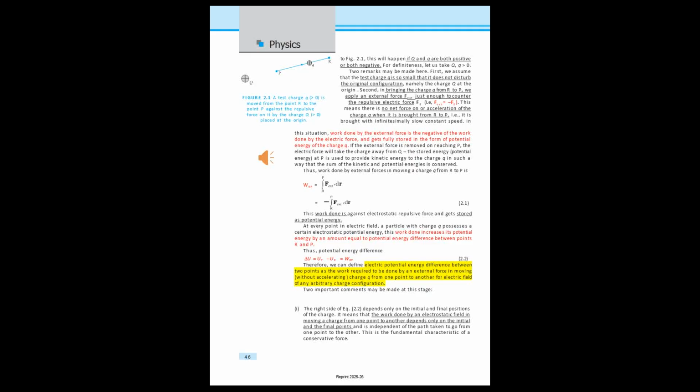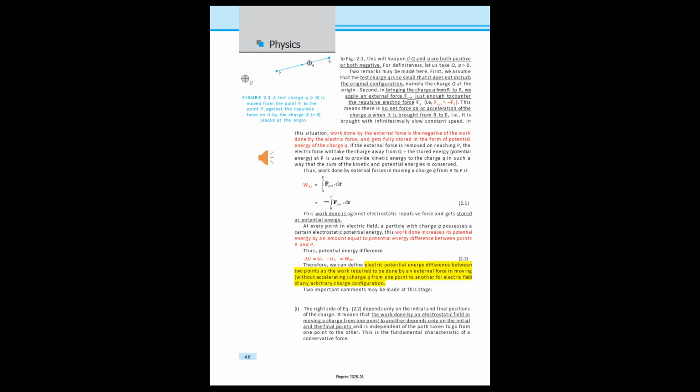In this situation, work done by the external force is the negative of the work done by the electric force, and gets fully stored in the form of potential energy of the charge q. If the external force is removed on reaching P, the electric force will take the charge away from Q. The stored energy, potential energy, at P is used to provide kinetic energy to the charge q in such a way that the sum of the kinetic and potential energies is conserved.